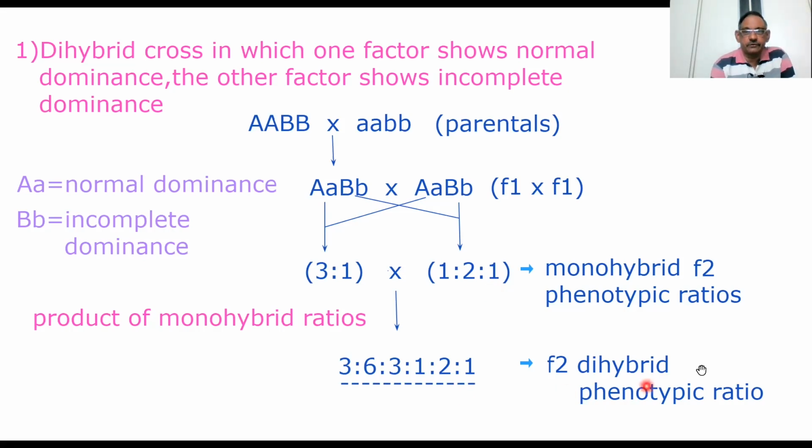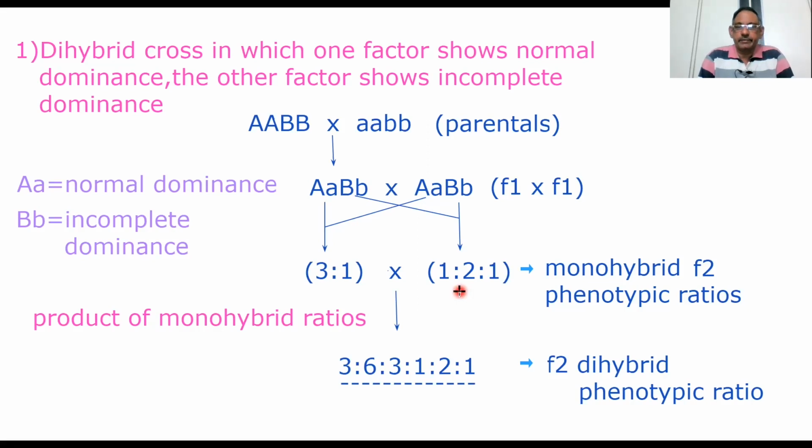This is F2 dihybrid phenotypic ratio. These two are monohybrid F2 phenotypic ratios. 3:1 for factor A monohybrid phenotypic ratio showing normal dominance. And for factor B, monohybrid F2 phenotypic ratio showing incomplete dominance, the ratio is 1:2:1. Now, this ratio is the product of these two monohybrid ratios.